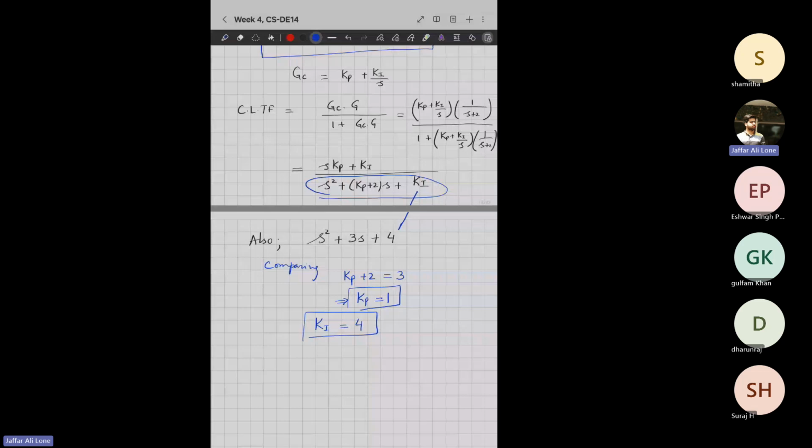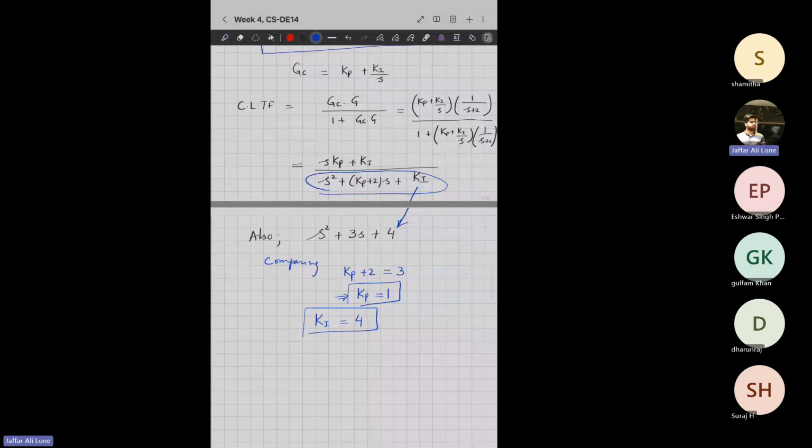Somebody has asked something. KP 1, KP 4. Oh, good. Very good, Ishwar Singh. So anybody has any doubt, please ask. The next question you will do yourself.